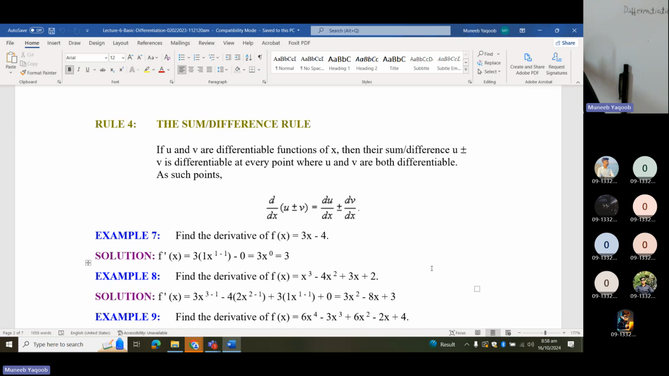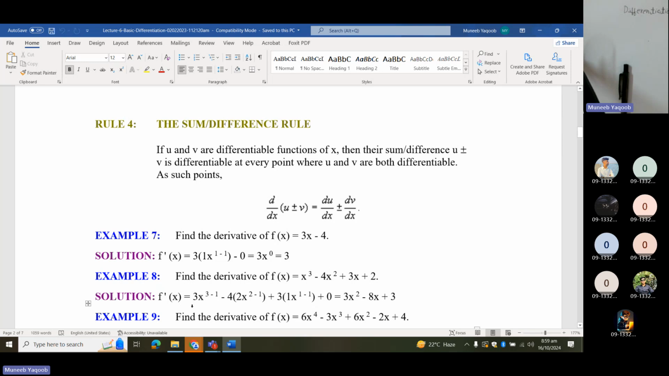So if we are to calculate the derivative of this function, we will calculate the derivatives of each term individually, turn by turn. For example, the derivative of x cubed will be 3 times x power 3 minus 1. Similarly, for the derivative of minus 4x squared, we will take minus 4 common, and the derivative of x squared will be 2 times x power 2 minus 1. Similarly, for 3x, we will take 3 common, and the derivative of x power 1 will be 1 times x power 1 minus 1. And at the end, the derivative of constant plus 2 is 0.